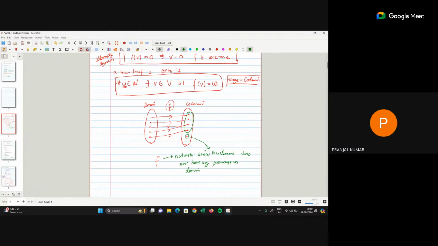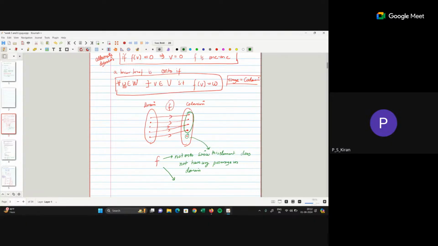Okay, now this is not onto. These are just basics I am revising. We will see how we will solve it in the case of linear transformation, but the concepts are the same. We say onto if range is equal to codomain.